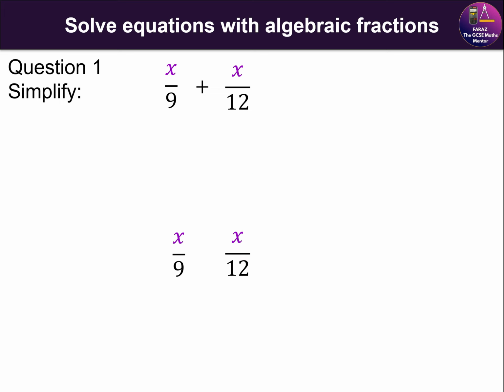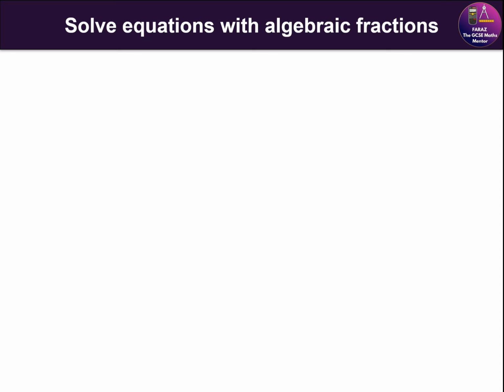Alright, let's do the next question: x over 9 minus x over 12. Pause the video and try this question by yourself. This will become again 4x over 36, as I have shown you earlier, minus x over 12, which means 3x over 36. So 4x minus 3x is x. So the answer is x over 36. Nice and easy. Alright, let's level up a bit with question number 2.